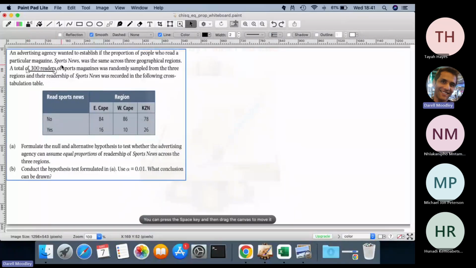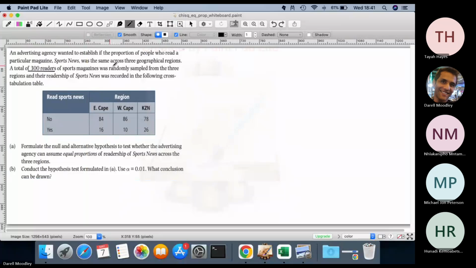That's your grand total. All right. Our sports magazine was randomly sampled from the 3 regions, and the readership of sports news was recorded in the following table. All right. So we are going to answer this question here, and this is a chi-square test, but now we're testing for equal proportions. So the first question says, formulate the null and alternative hypothesis to test whether the advertising agency can assume equal proportions of readership of sports news across the 3 regions.